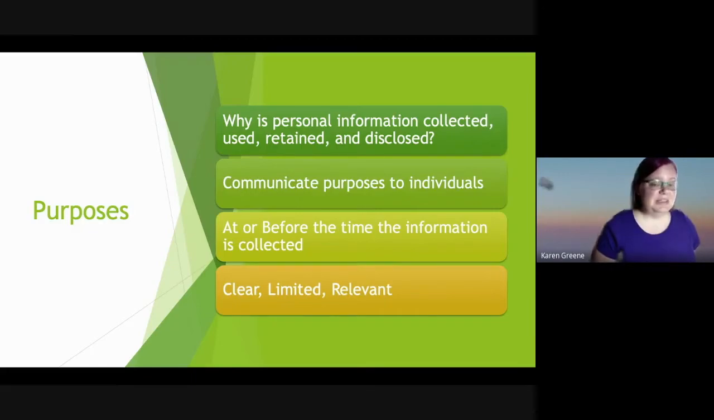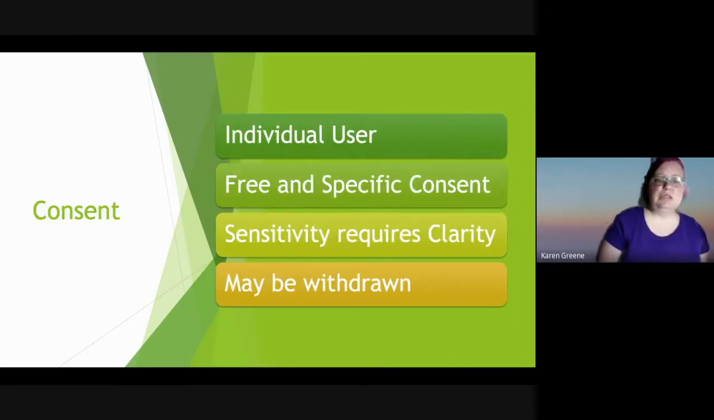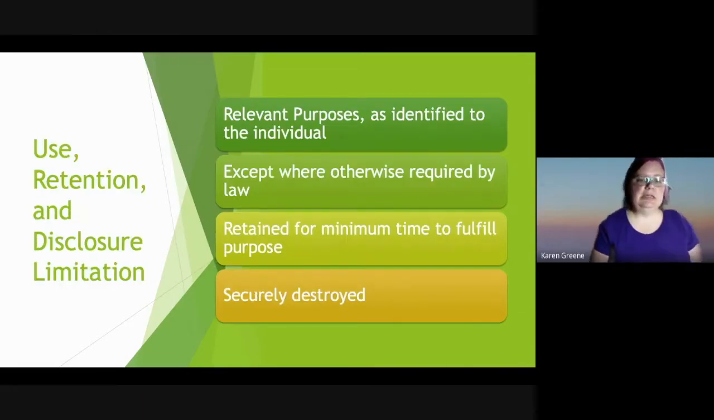At or before the time the information is collected, you can't decide after the fact to use data for a specific purpose that you weren't given permission to use it for. The individual user needs to give free and specific consent to the use of the data. The more sensitivity that the data itself has, the greater the burden is in being very clear about what you're collecting and how you're using it. And there needs to be a mechanism for withdrawing consent. And finally, are you actually using it for the purposes that you said you're going to use it for? And how long are you retaining it? It should be retained for the minimum amount of time to fulfill your purpose.